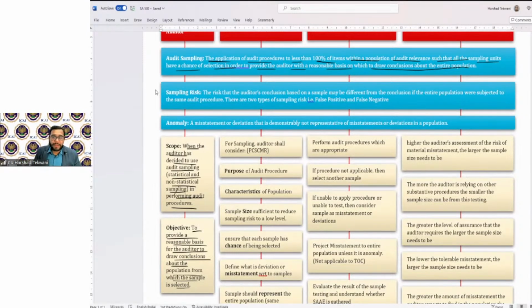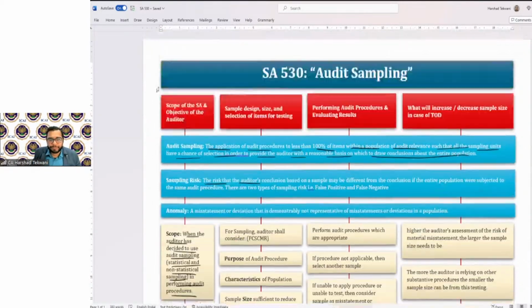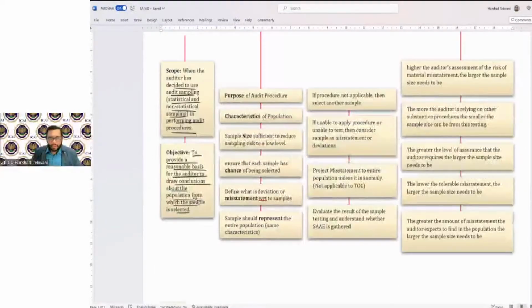Then the sampling risk. The risk that the auditor's conclusion based on a sample may be different from the conclusion of the entire population. So whatever the entire population is, let me give you one good example for this.